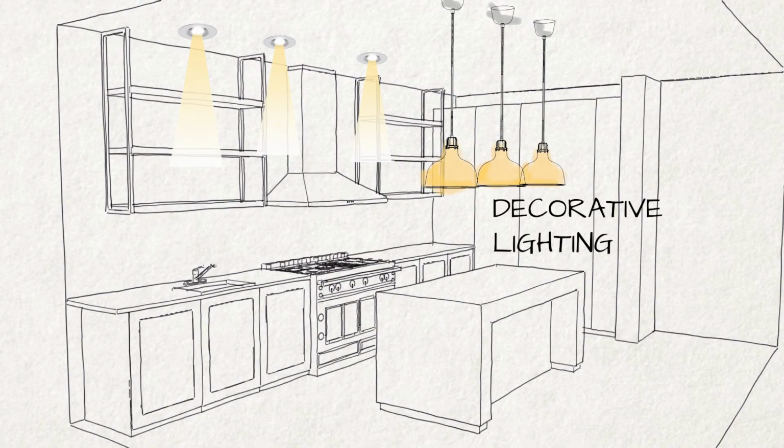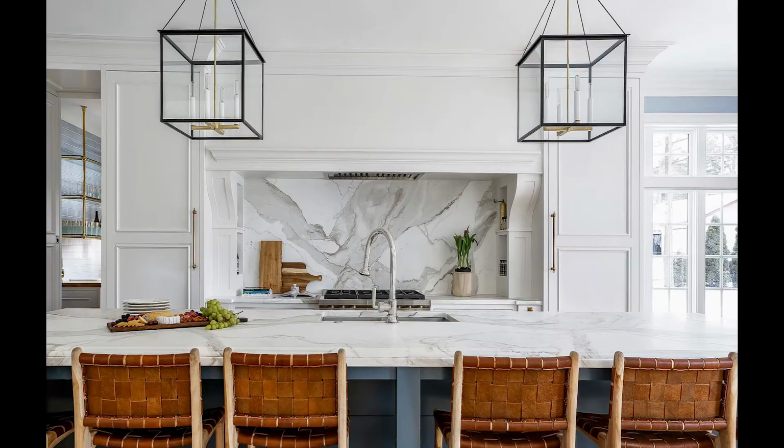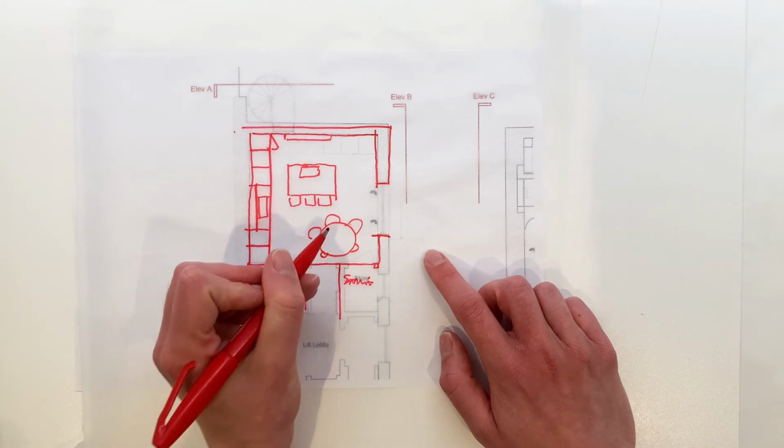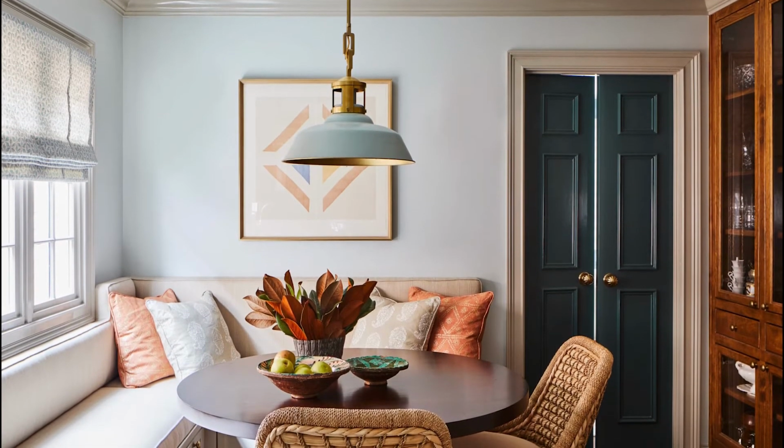Decorative lighting can also be a big part of a kitchen's lighting scheme. Pendants or chandeliers can also be used. If you're having a dining table in the kitchen, a low hanging pendant centered above works well and makes dinners feel more intimate.